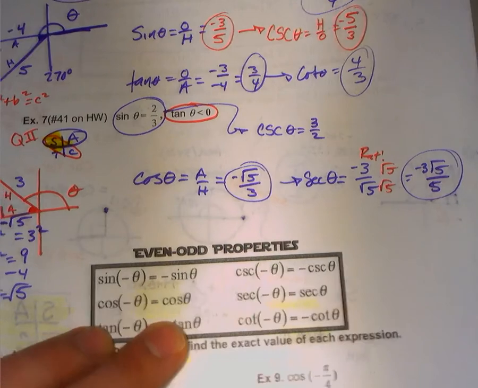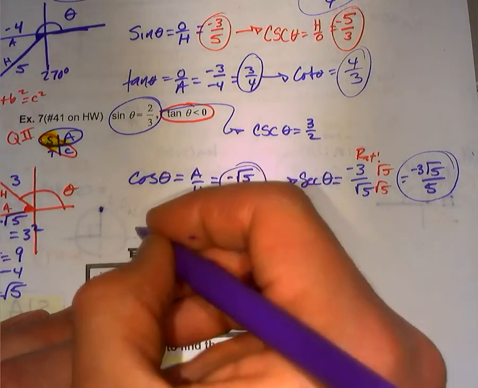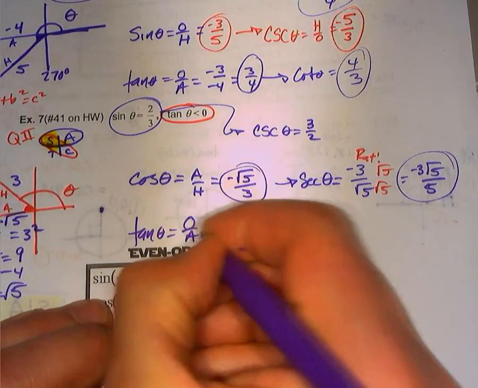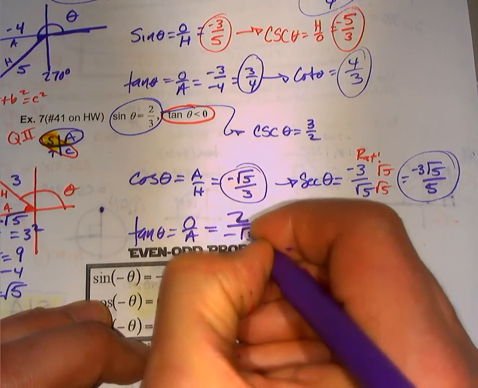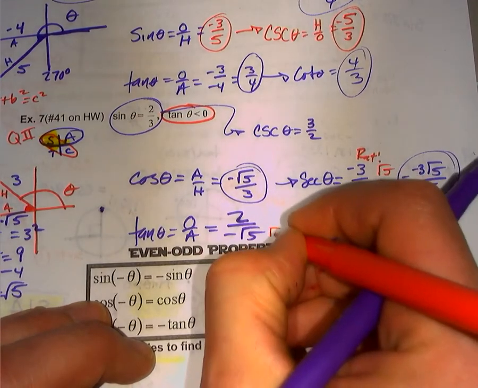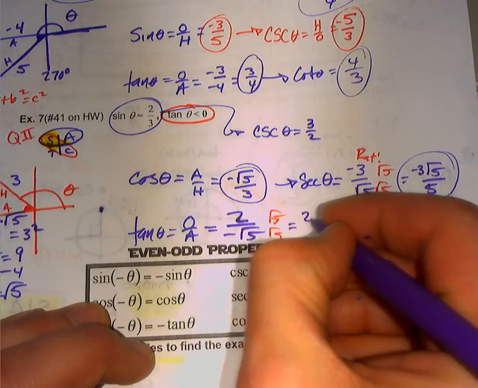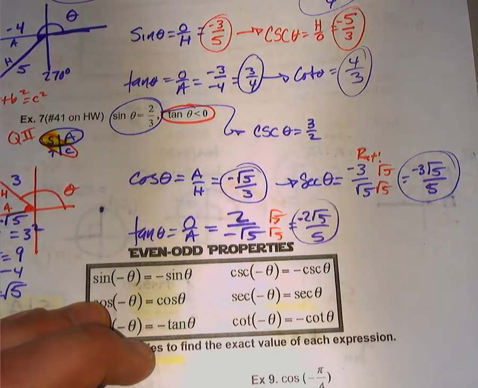So we've got two more to go. All right, so I need tangent. I need TOA. Opposite is what, 2? Adjacent is negative root 5. You can rationalize that. Multiply by root 5, top and bottom. I do not need to see that work. That's 2 root 5 over 5, with a negative in front. So negative 2 root 5 over 5.